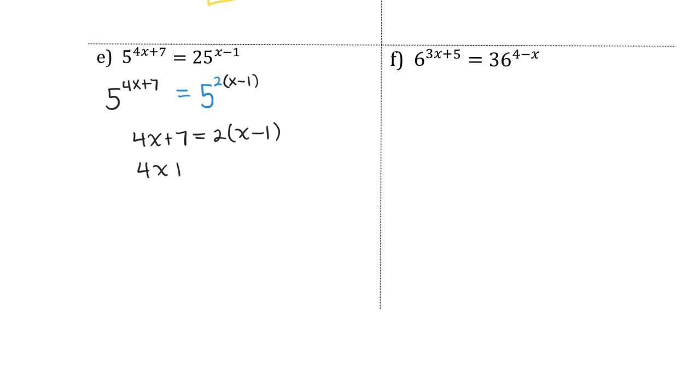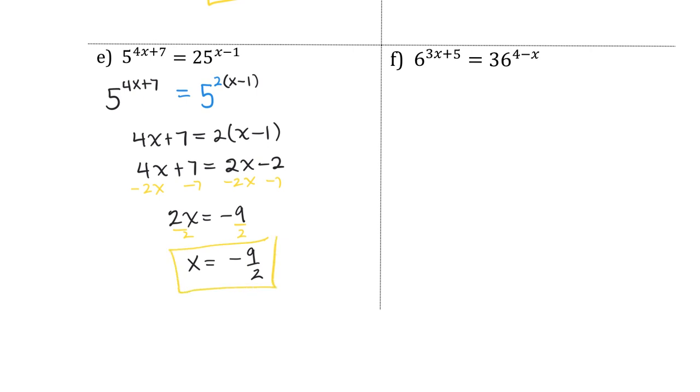I need to distribute. That's 2x minus 2. Okay, move the x's to one side. And then if you're comfortable, go ahead and move the numbers at the same time. So 2x cancels, equals negative 9. So x equals negative 9 halves. And we often get fractions, so don't worry.